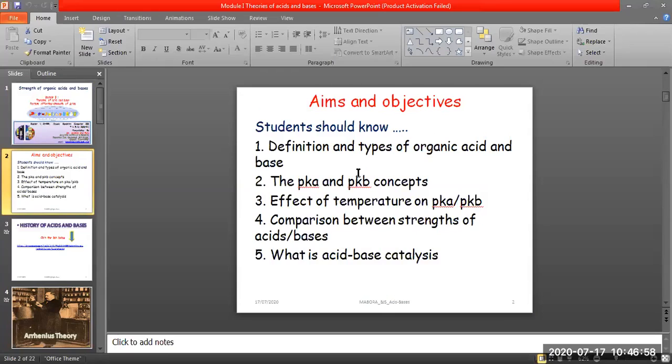The aim and objective of this particular chapter is to understand various ways by which acids and bases are classified, then understand the relation of pH, pOH with pKa, pKb, effect of temperature on pKa, pKb, comparative aspects of strengths of acids and bases, and various reactions where acid and base acts as a catalyst. Before we enter and understand these theories, let us see one video.